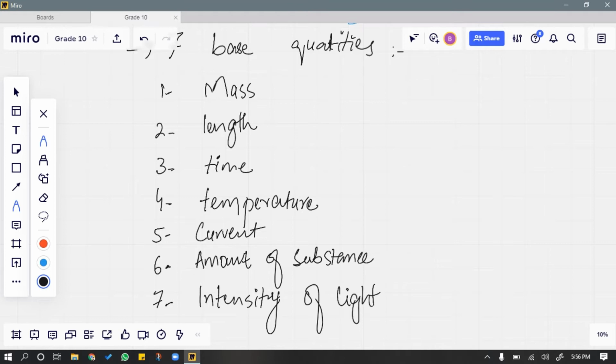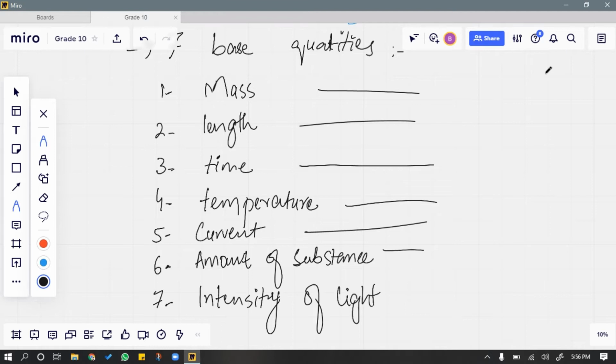How do we elaborate a base quantity? A base quantity is, you can say, incomplete without its units. If we are not mentioning the units, we cannot particularly define any base quantity. So for defining a base quantity, there is a system which has been devised by physicists around the world, which is known as the International System of Units.